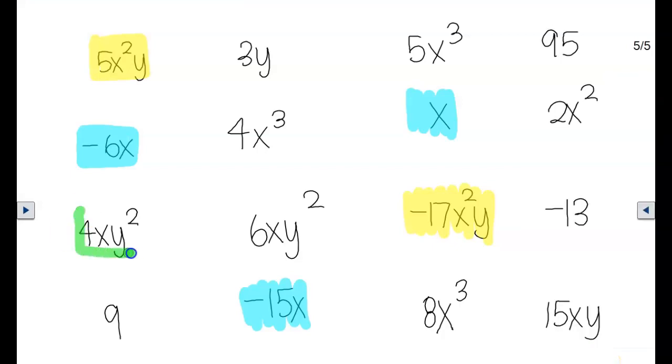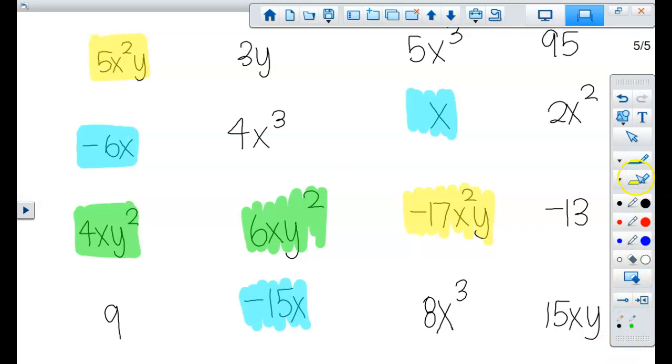Now, we have 4xy squared, so I'm looking for an x and a y squared. No, no, no. This would be a yes. He has an x and a y squared. So the variable part has to be identical. No, no, no. So those two are like terms.